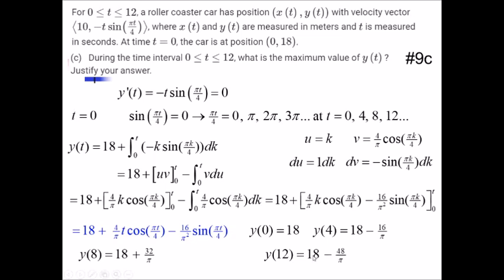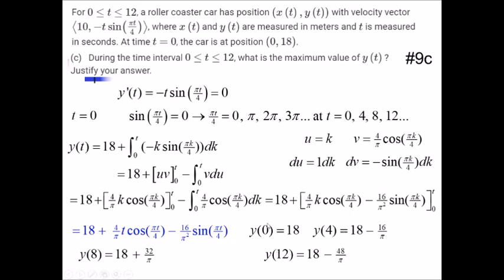Now all the candidates have basically stated their position. It is time to pick the best candidate. We were looking for the max value here, just to be sure. I think we can agree that if you're starting with 18 and then subtracting something, those are not going to be the max. So this 18 minus 16 over pi can't be the max. Neither can this other one here.